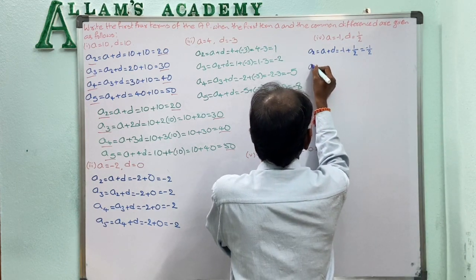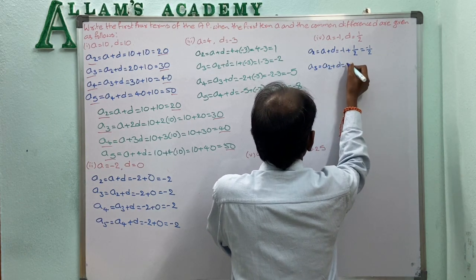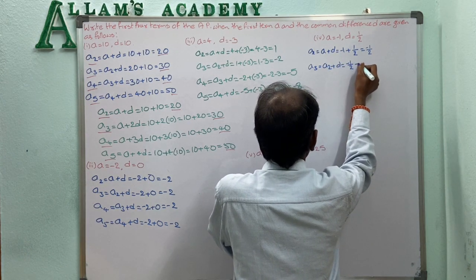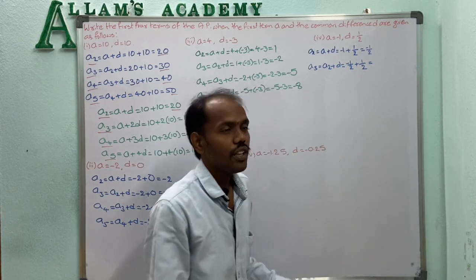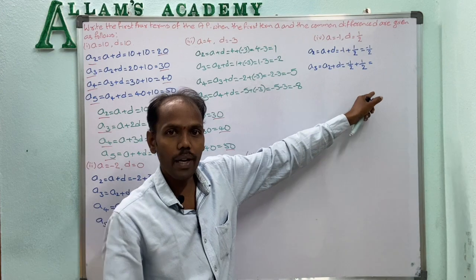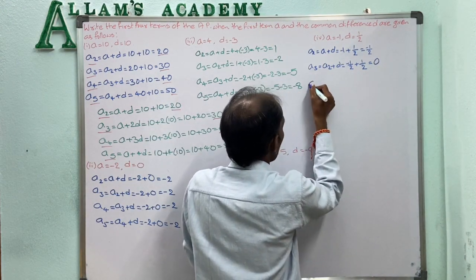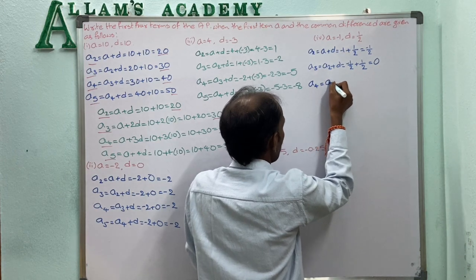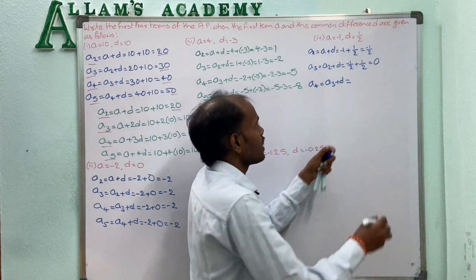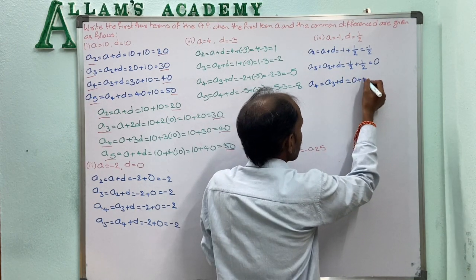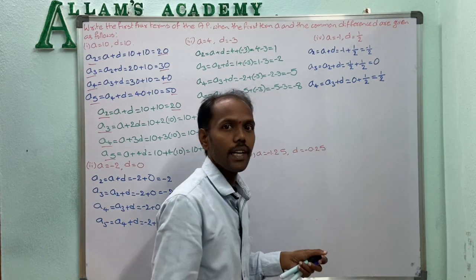Now the third term A3 equal to A2 plus D. The second term A2 is minus 1 by 2 and the common difference is 1 by 2. Minus 1 by 2 plus 1 by 2 becomes 0. Now the fourth term A4 is equal to A3 plus D. The third term A3 is 0 and the common difference is 1 by 2. So 0 plus 1 by 2 is 1 by 2.